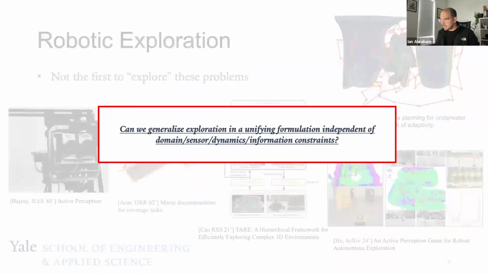attention of my group was this question of whether we can actually generalize exploration, not specific to the sensor, its application space, or the robot itself, or what is the information, but really in a more unifying formulation that's really independent of all these concepts. The idea is we want to understand the problem of exploration and then add in things like the sensor, the dynamics, what it means to have information and information gain as sort of an add-on rather than being the thing we set up in the beginning.